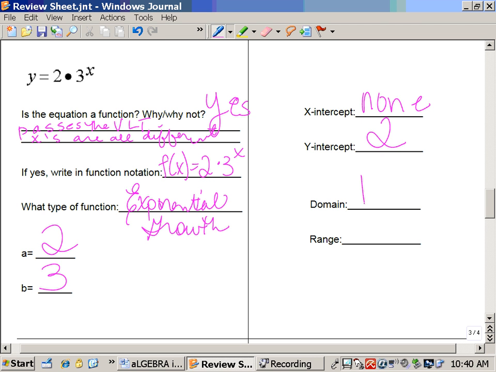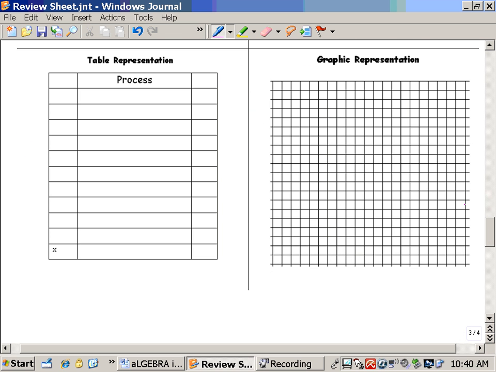Okay, he says the domain is all real numbers, because all the domains are all real numbers except for inverse variation. And the range... Oh, y does not equal 0. Nope. Let's come back to it in just a minute.